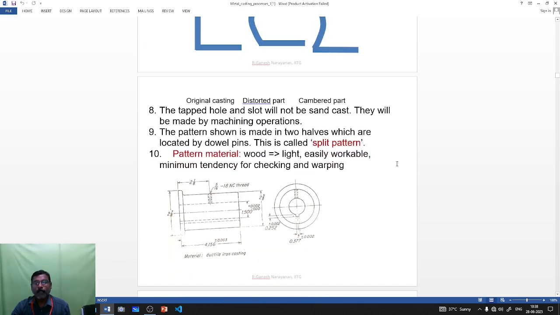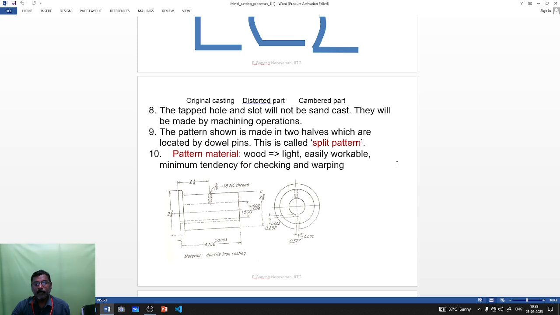The tapped hole and slot will not be sand cast. They will be made by machining operations only. The pattern is made of two halves which are located by dowel pins. This is called a split pattern.